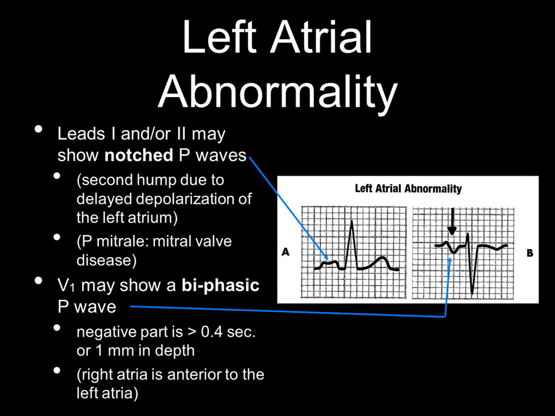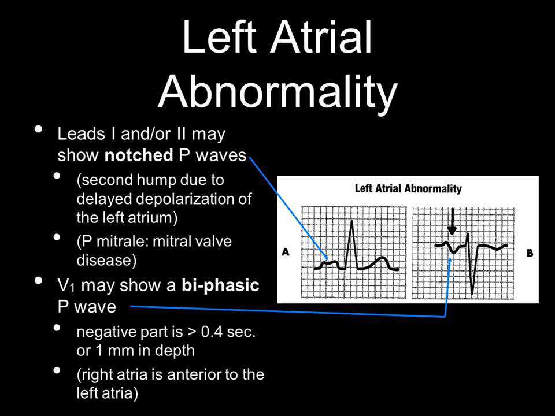Left atrial abnormality. Leads I and/or 2 may show notched P waves, with a second hump due to delayed depolarization of the left atrium. P mitrale: mitral valve disease. V1 may show a biphasic P wave, where the negative part is greater than 0.04 seconds or 1 mm in depth.